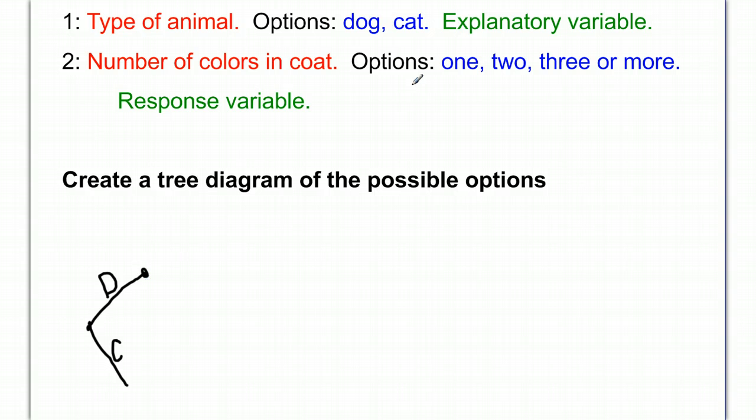So for the dogs, you could have dogs of 1, 2, or 3 plus coats. So let's make 3 branches here. You could have 1 coat, 2 coats, or 3 or more coats. And then same thing down here. You could have the cats with 1 coat, with 2 coats, or with 3 or more coats.